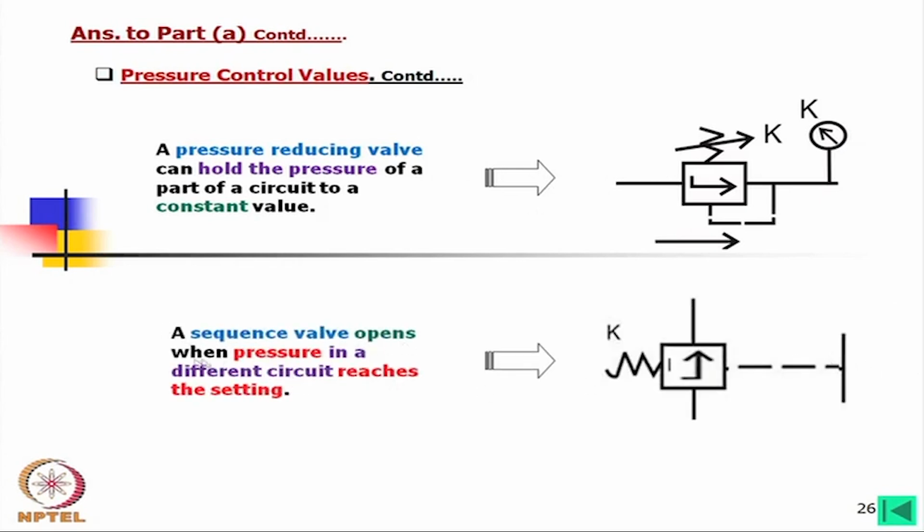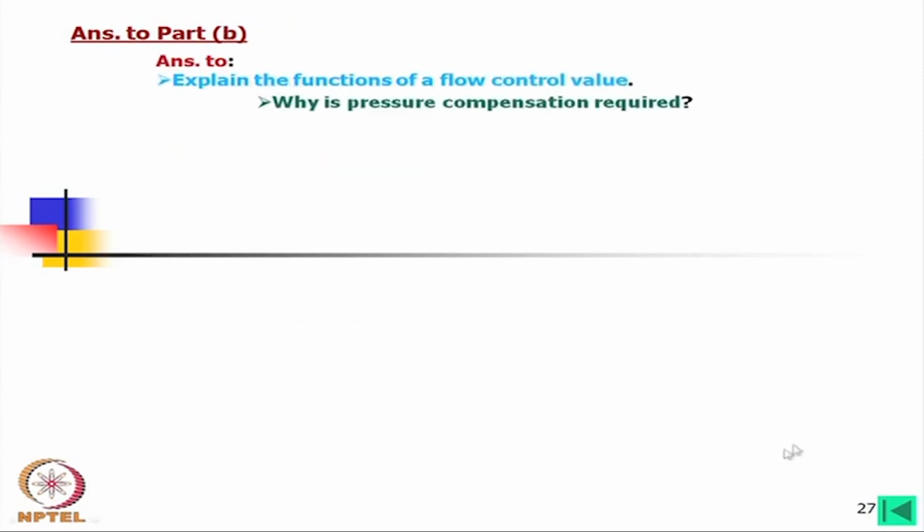A sequence valve opens when pressure in a different circuit reaches the setting. It looks like a pressure relief valve, but this is operated by another system, then flow is open and it operates another circuit. So, thus a sequence is maintained.